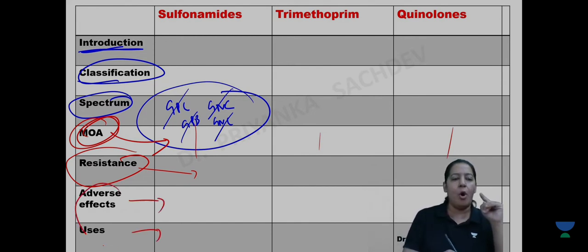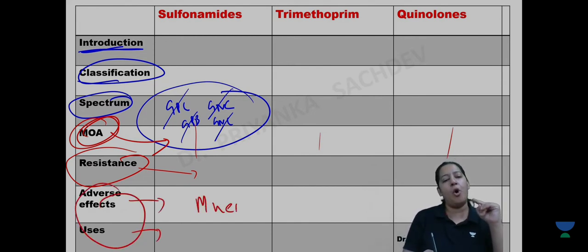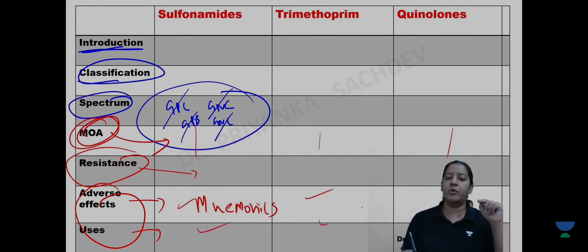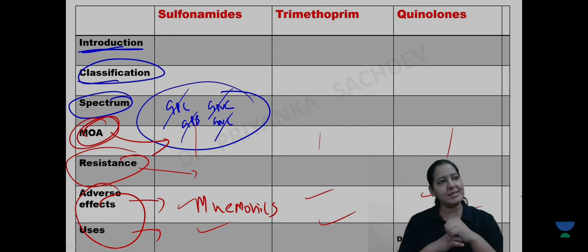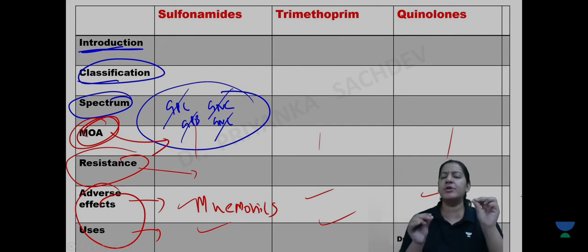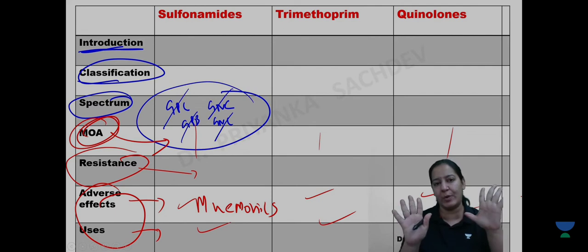For adverse effects and uses, I always give mnemonics, multiple mnemonics. In each category, you will have two mnemonics, one for uses, one for adverse effects. With the help of mnemonics, you can fit it in your permanent memory and you can solve technically any MCQ based on that. Shall I start? Give me a few minutes. You yourself will realize this is the easiest way in the world to retain all antimicrobial drugs.